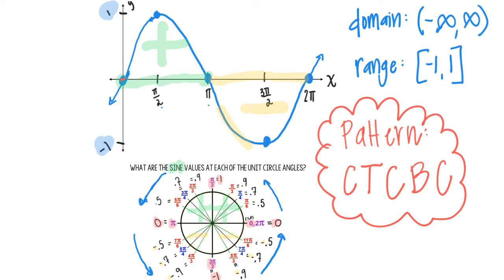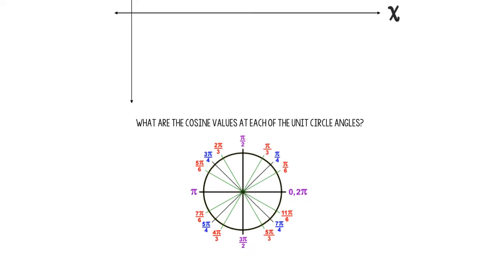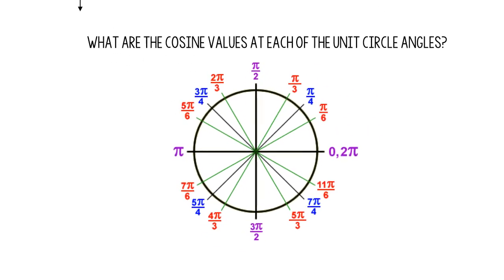Let's try cosine on the back. In this next portion, our goal is to figure out what the graph of cosine looks like. So we will eventually get to this top graph and put the cosine curve on the x and y plane. But before we do that, we need to find out what each of those ordered pairs is going to be.